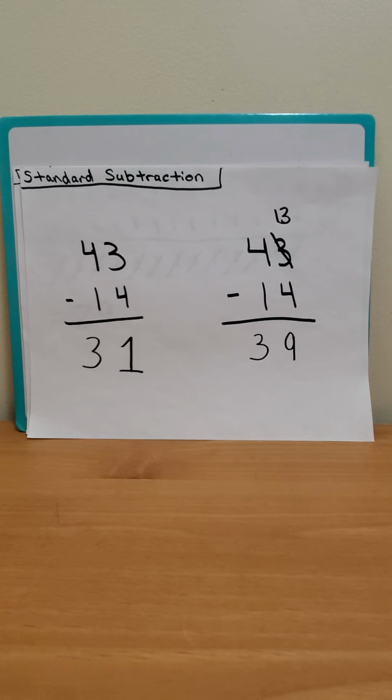The student on the right, they did regroup, however, they didn't keep track of their numbers, so in the tens column, the 4 should turn into a 3, and it'll be 3 take away 1 instead of 4 take away 1.